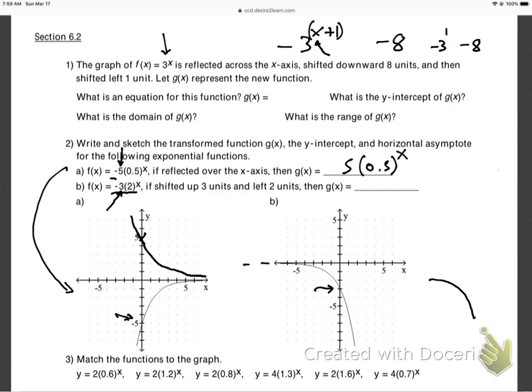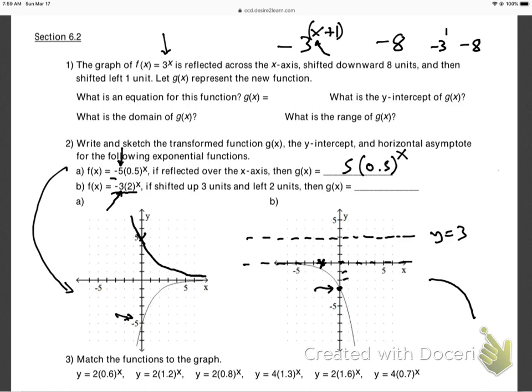Now remember, again, if this is the horizontal asymptote, then this is the new horizontal asymptote, okay, at y equals 3. Left 2 units, so just pick a point. Now we know this point here, the y-intercept. In other words, if I go up 1, 2, 3, and left 2, I'm going to end up there, okay? Now, really, the best way, that's it.